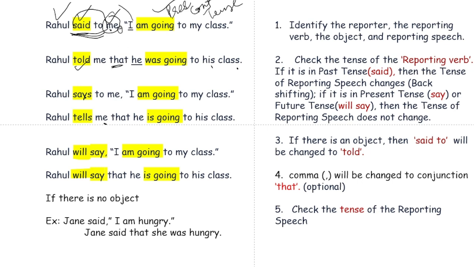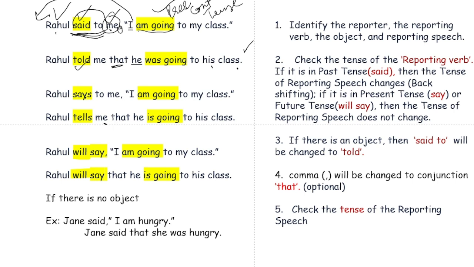Now who is Rahul here? Who is I here? I is Rahul, so it will change into he. Present continuous tense will change into past continuous. He was going to his class. Understood? Okay. Now let's see another example.